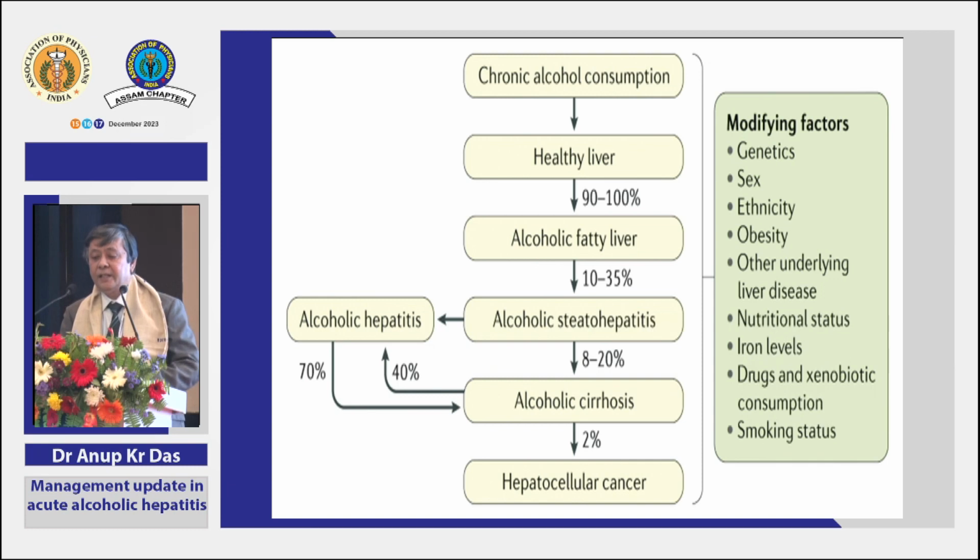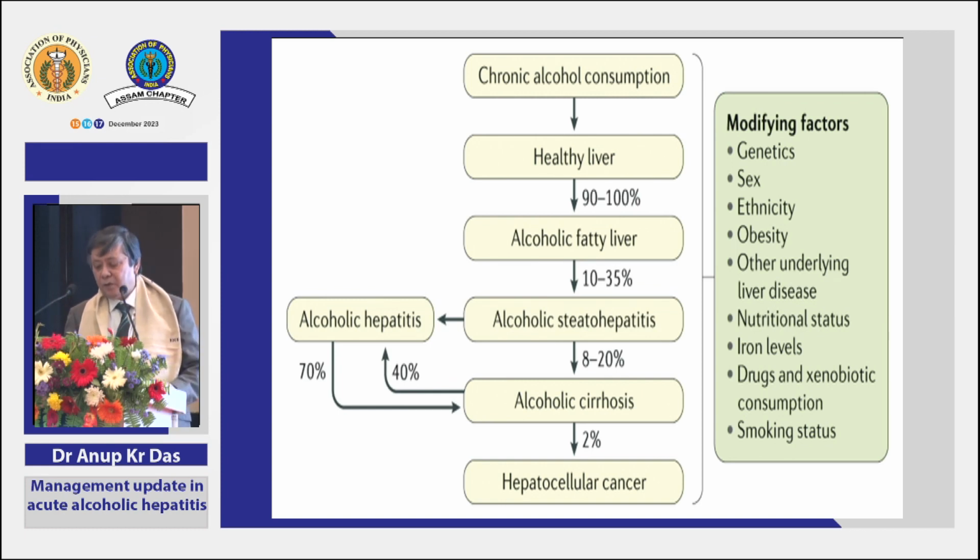Now, this is the natural history. Not all alcoholics develop chronic liver disease, but alcoholic steatohepatitis occurs in about 35%, and alcoholic cirrhosis occurs in about 20% of chronic drinkers.